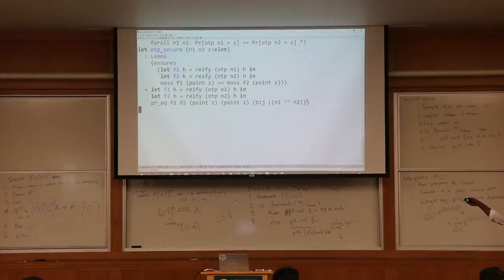Right? So the way you state it in F star is to say, well, if I take OTP and I run it on N1, and I reify it, applying it to some initial tape, and I do the same on the other side, then this function, which I'm going to show you in a minute, the probability mass of F1 with respect to the point distribution at Z is equal to the measure you get on the other side for the same point distribution.